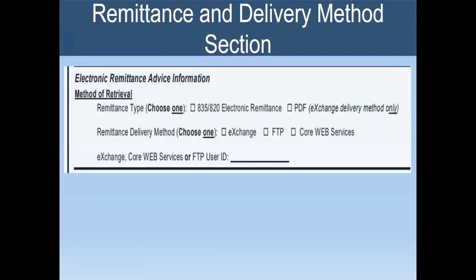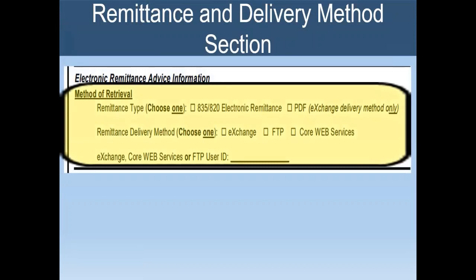Remittance and Delivery Methods section. Under Electronic Remittance Advice Information, choose remittance type: either 835, 820 electronic remittance, or PDF Exchange delivery only. Choose remittance delivery method: either Exchange or Core Web Services. Provide the user ID for the delivery method.